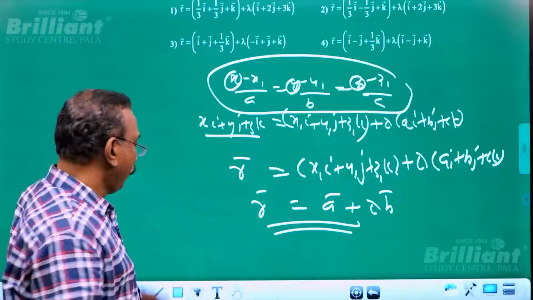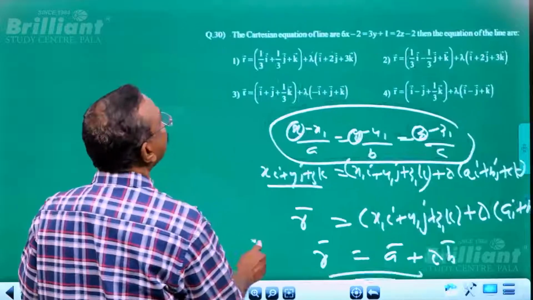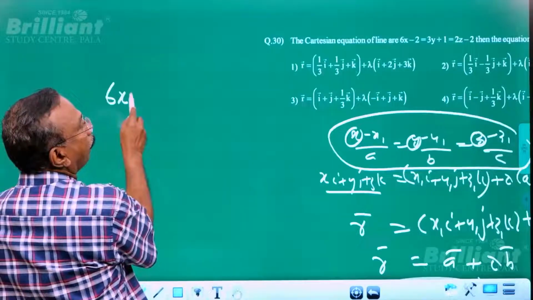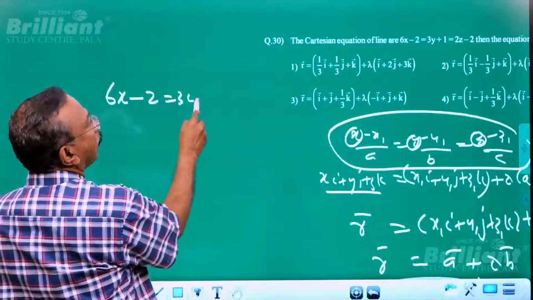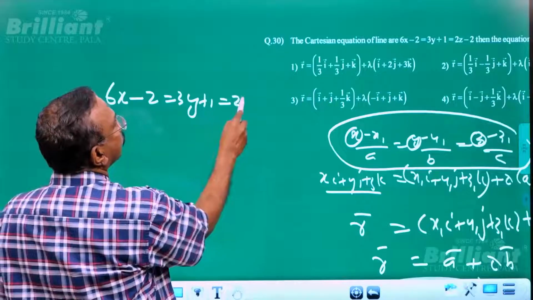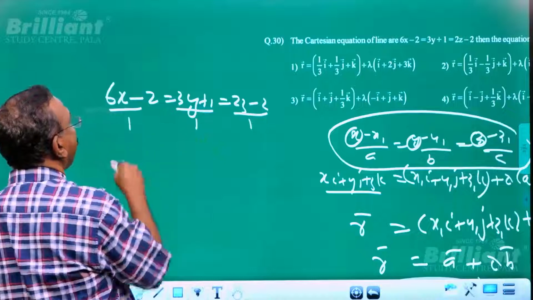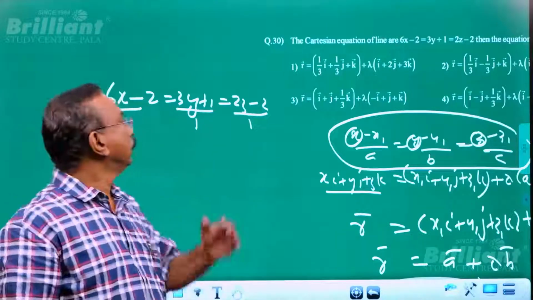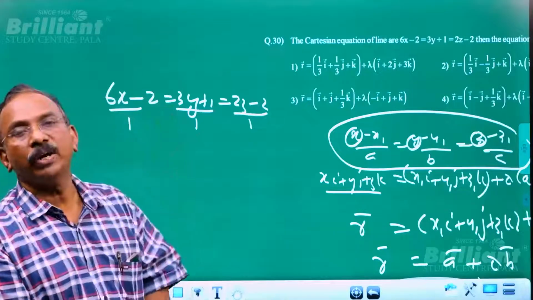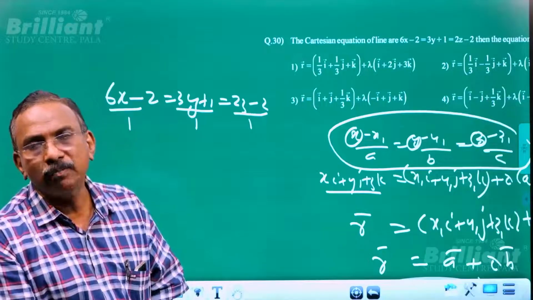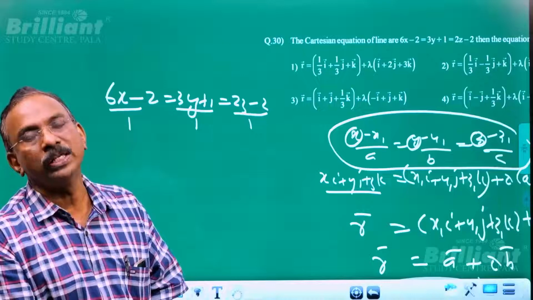So here, our equation is 6x minus 2 is equal to 3y plus 1 is equal to 2z minus 2. So you can keep initially these as divided by 1. But the coefficients of x, y and z are very different: 6, 3 and 2. So you can keep them with 1 by simply dividing all the expressions by the LCM.